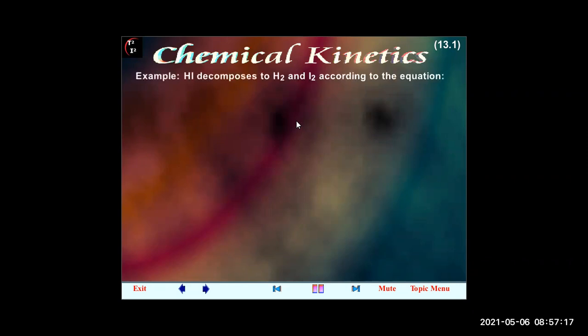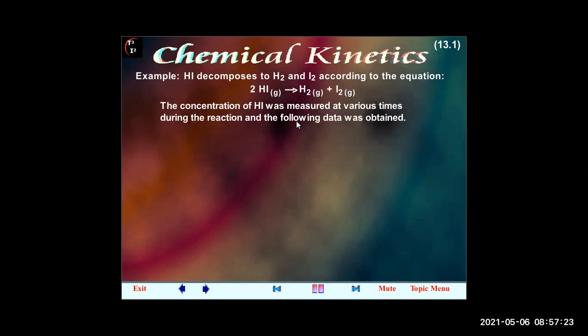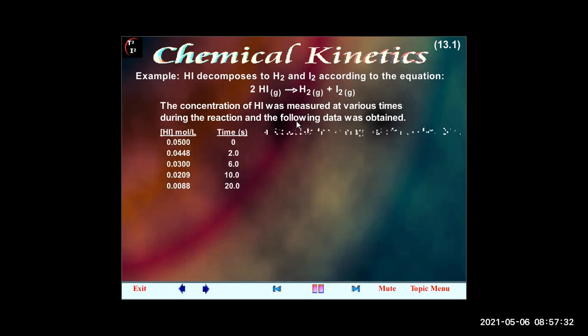Example: HI decomposes to H2 and I2 according to the equation. The concentration of HI was measured at various times during the reaction and the following data was obtained. A. Calculate the average rate for the first 20 seconds. From the balanced chemical reaction, rate equals negative change in concentration of HI divided by 2 times delta T.